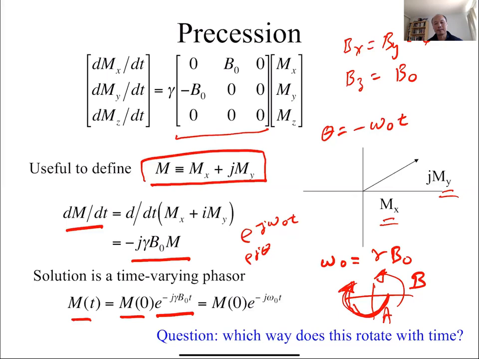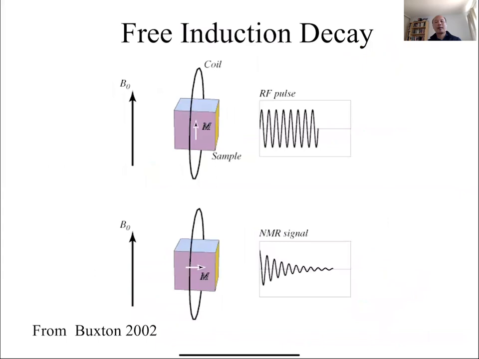So what happens next? We've talked about polarization, where we create the magnetization. We've talked about excitation, where we excite it away from its equilibrium. The next thing that happens is that it precesses around, okay? But it's not going to precess forever, right? Where does this magnetization want to go?